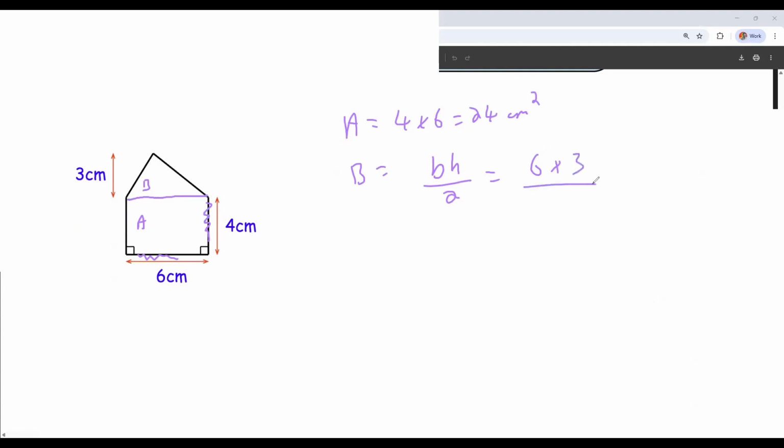So 6 times by 3. Let's divide this by 2. That gives me 18 over 2, which is going to give us 9. So this is 9 centimeters squared. So then finally, we need to add A to B. So we just need to say 24 plus the 9, and that gives us 33 centimeters squared.